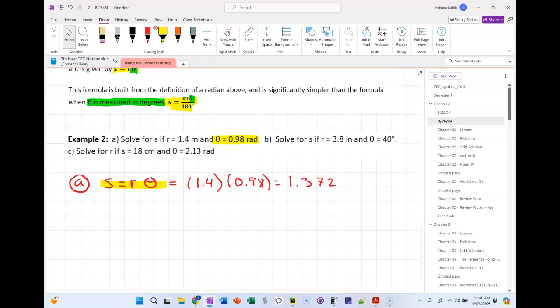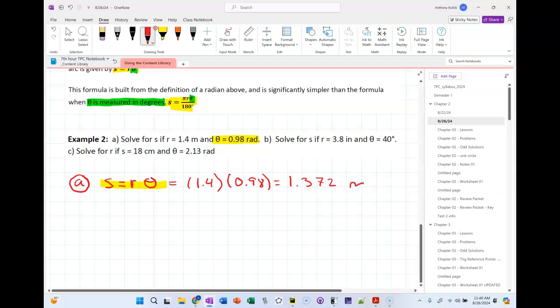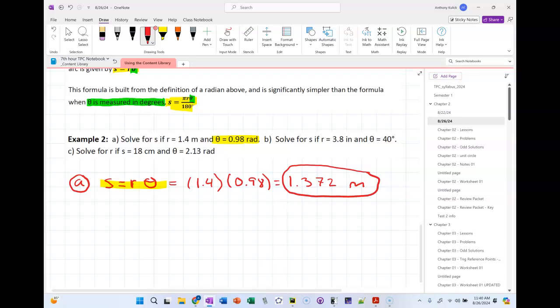Not in radians. It's going to be measured in the same unit that the radius is measured, because S is a length. Oh, so this should be meters. Yeah, exactly. Good. That would have been the next question, what unit should we write this as? And you were already wanting to see what I was missing there. Very good.